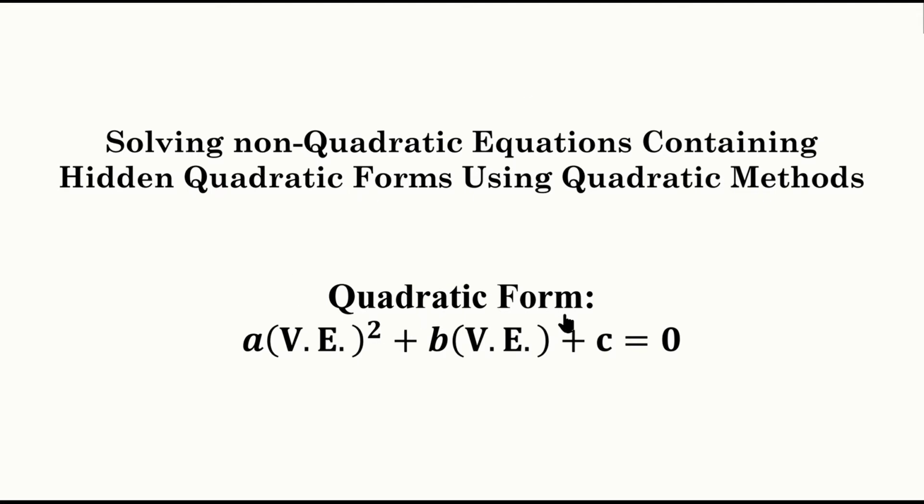What we mean by quadratic form is basically this form where you have some constant times the square of a variable expression plus another constant times the same variable expression plus a last constant equals 0. And the important relationship is that one of the terms has a variable expression that is the square of the variable expression in another term.